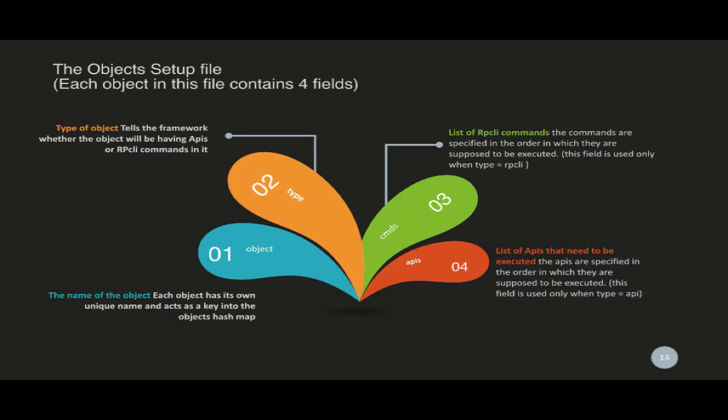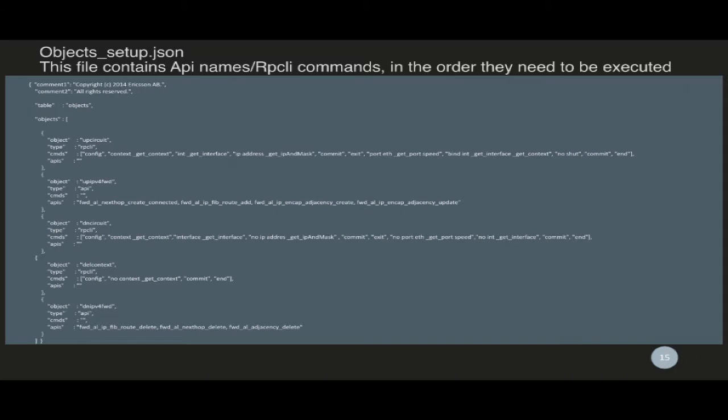And the fourth field is the list of APIs that you want to execute if it is an API object. Now let's move to the object setup file. Now this would make much more sense after the previous slide. As can be seen, there is an objects list. Those square brackets, in a JSON file and in Python for that matter, if there are square brackets at the start and the end, it's basically a list. A list is basically an array for C programmers.